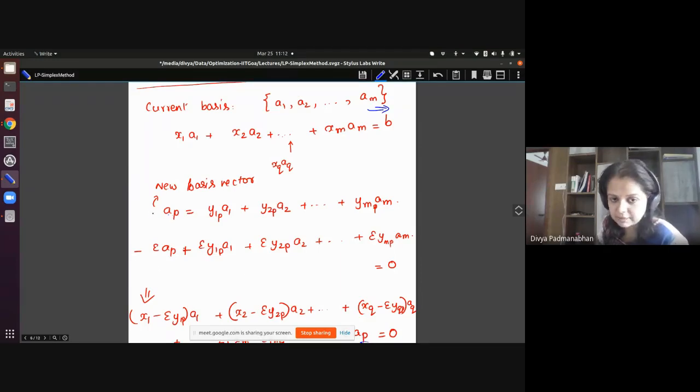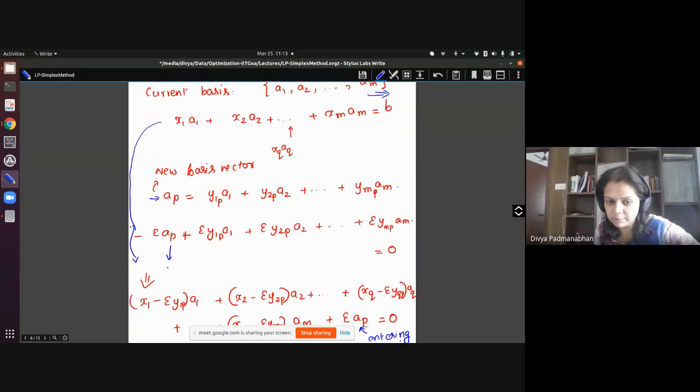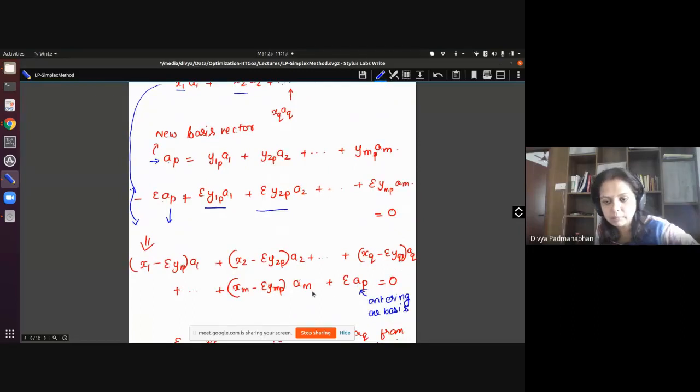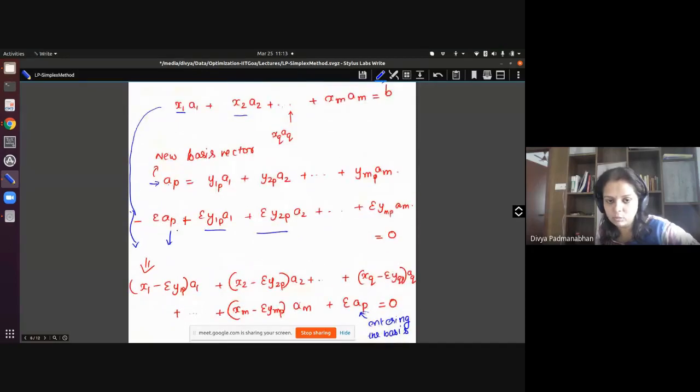I've just multiplied this equation with epsilon, some epsilon which we are going to find. And now if I use this equation as well as this equation, the coefficient of A1 becomes X1 minus epsilon Y1P. Now for A2, it becomes X2 minus epsilon Y2P, and so on, for all these up to AM. Now additionally, you have this epsilon AP as well, which comes in.